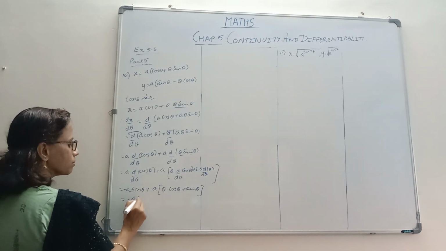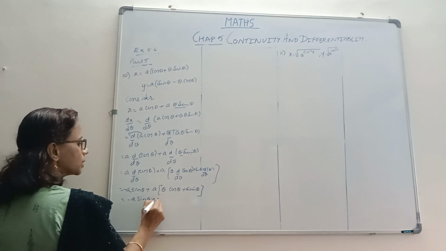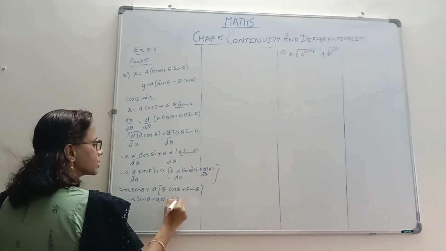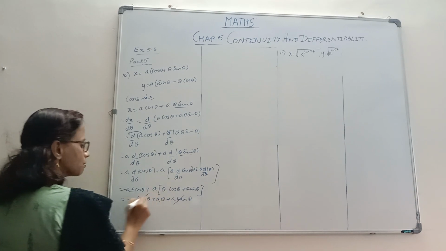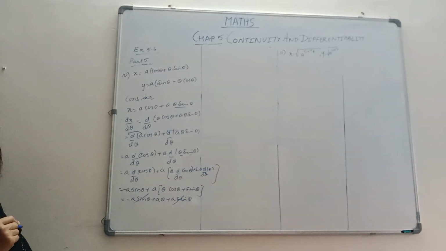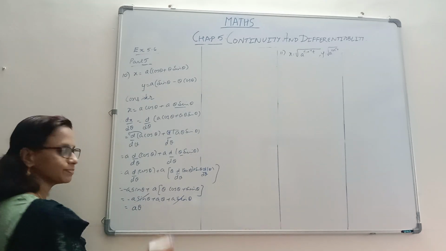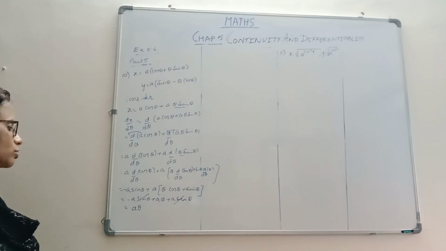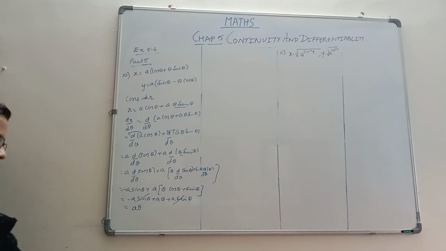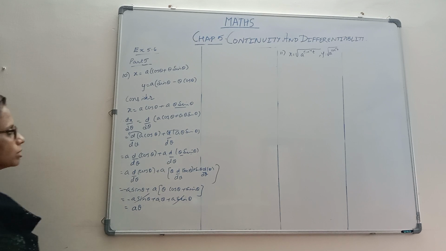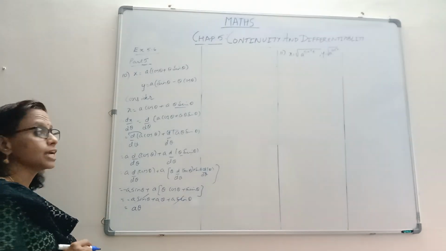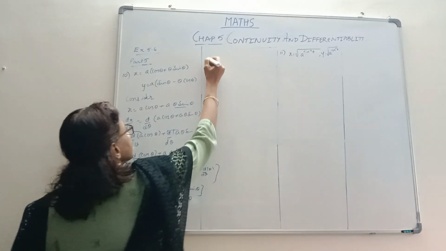Let's open this up. Minus a sin theta plus a theta cos theta plus a sin theta. Luckily for us, the plus a sin theta and minus a sin theta cancel each other and we are left with a theta cos theta. Right. So it's a theta cos theta value that is there with us. So that is dx by d theta. On the same lines, we will also find dy by d theta.